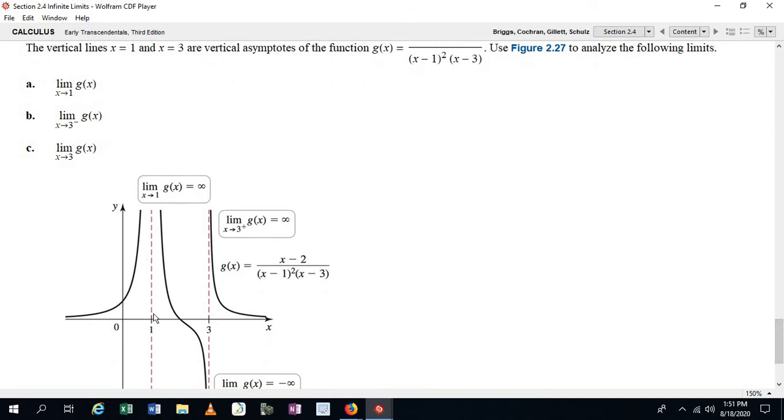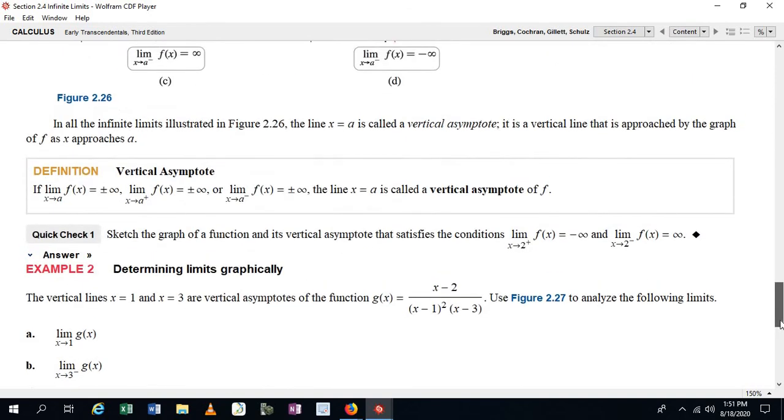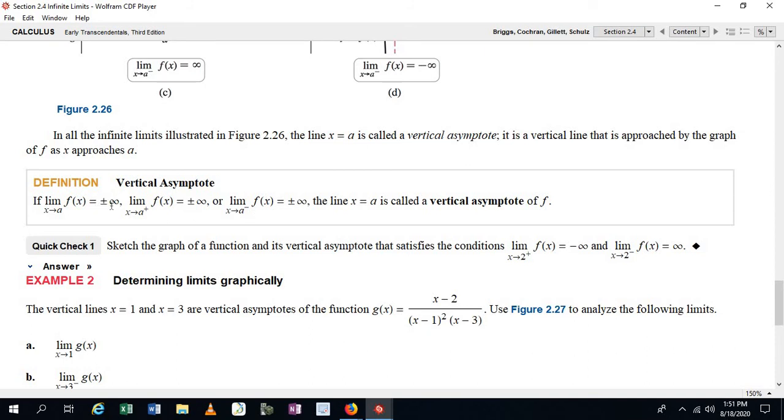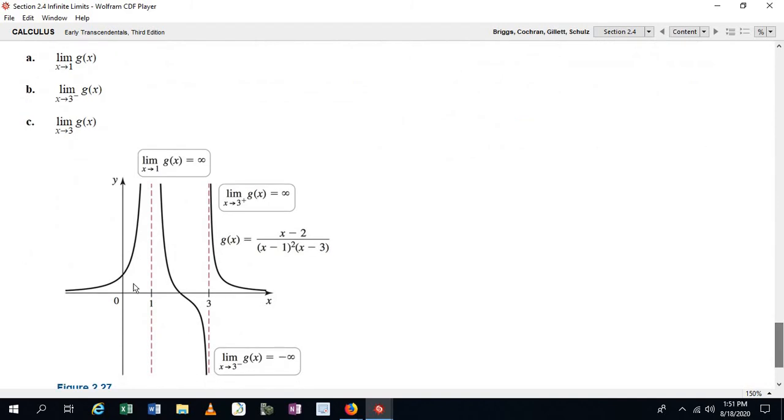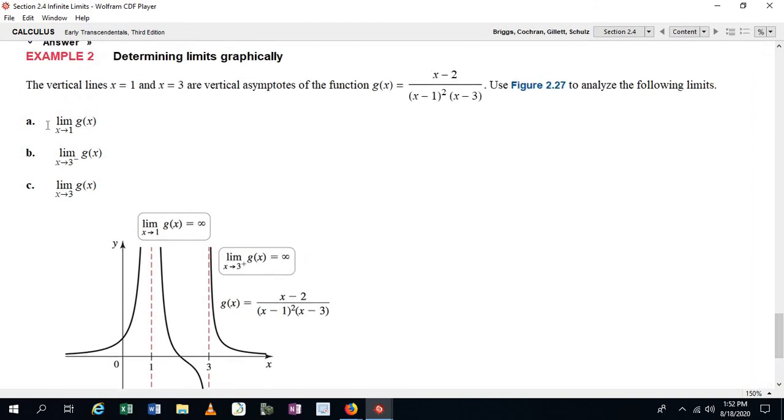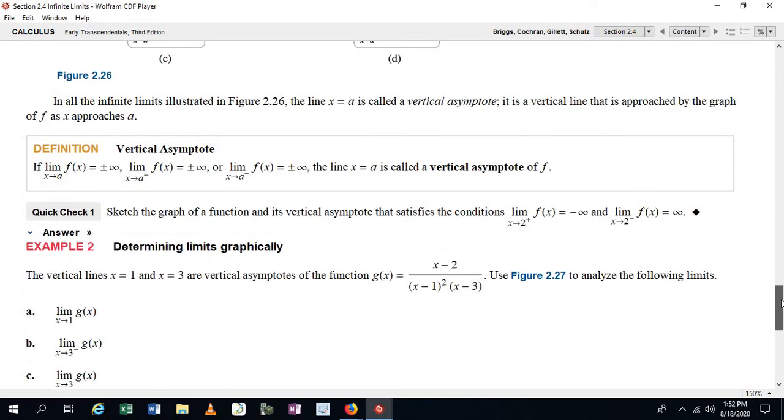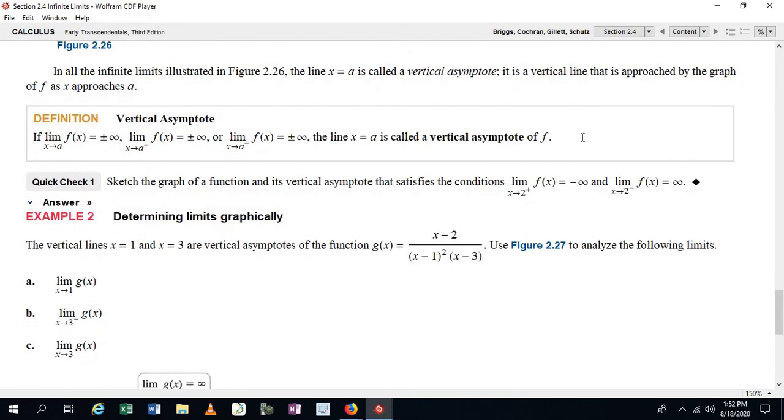In order for x equals 1 to be a vertical asymptote, one of these three limits would have to be either infinity or minus infinity. If you approach 1 from the right-hand side, it goes to infinity, and if you approach it from the left-hand side, it goes to infinity. So the limit of g of x as x approaches 1 from both sides happens to be infinity. That means x equals 1 is a vertical asymptote by the very definition, in this very first case where the two-sided limit is equal to infinity.